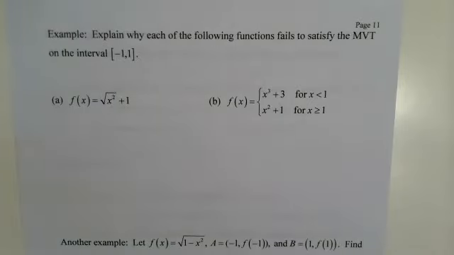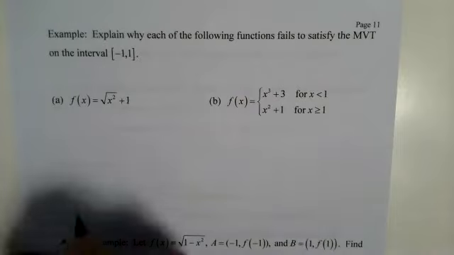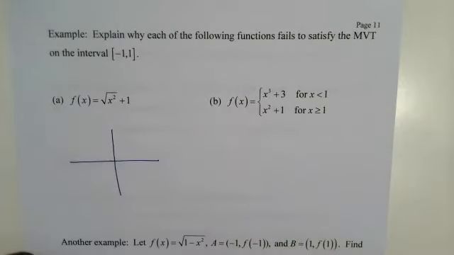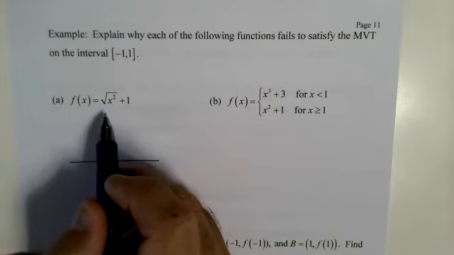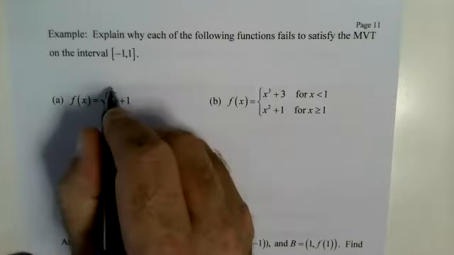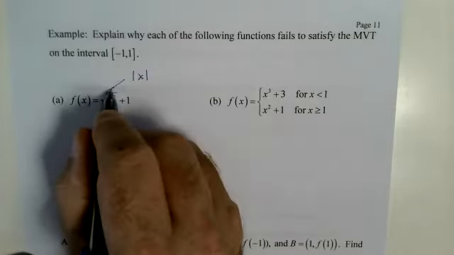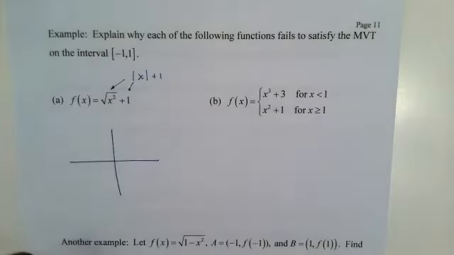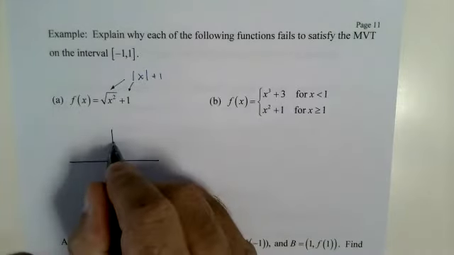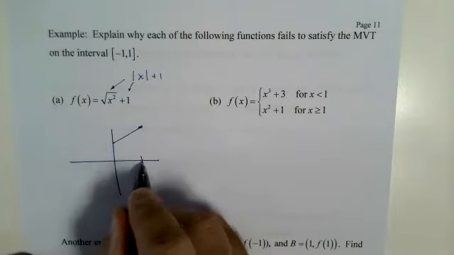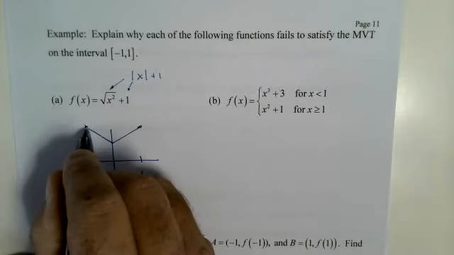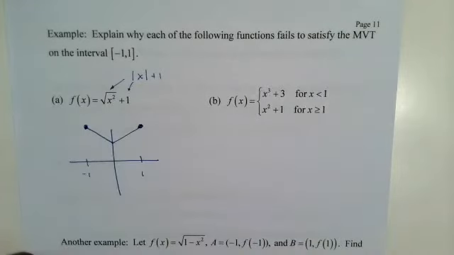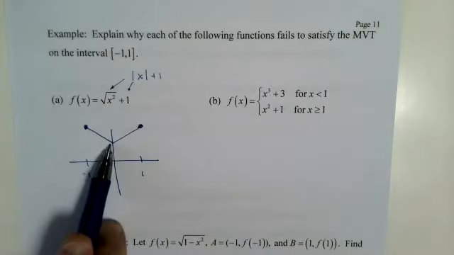Why do these fail? All right. Well, over -1 to 1, the square root of x squared plus 1 is actually just like absolute value. This is just like saying the absolute value of x plus 1. And we know that's going to go here, 1, -1. I drew arrows, but let's make them points. Okay. So why does this fail? Because it's not differentiable at 0.